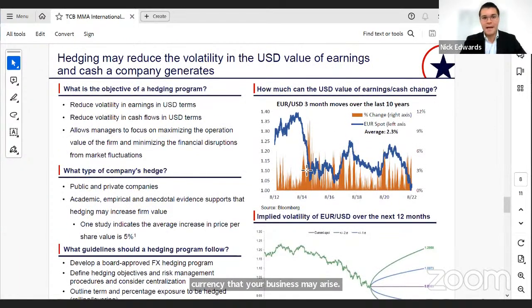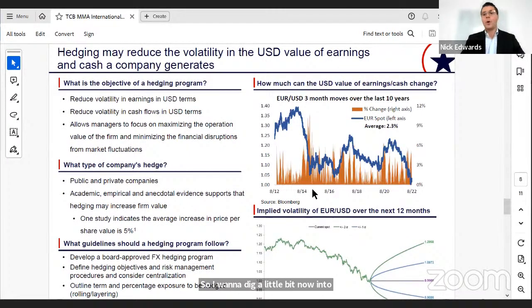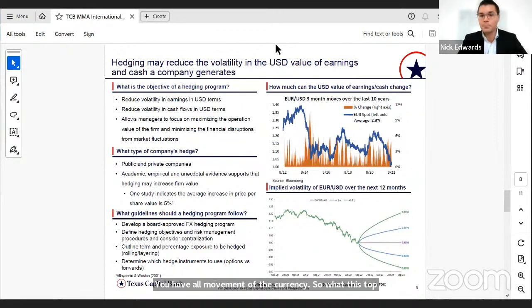So I want to dig a little bit now into the idea of hedging. So why do companies want to look at hedging? Number one, zoom out a little bit. The idea is that you have volatility that can occur. You have all the movement of the currency. So what this top right is showing is, over a 3-month historical, looking back 10 years, what is the 3-month historical movement of the euro? On average, it's about 2.3%.